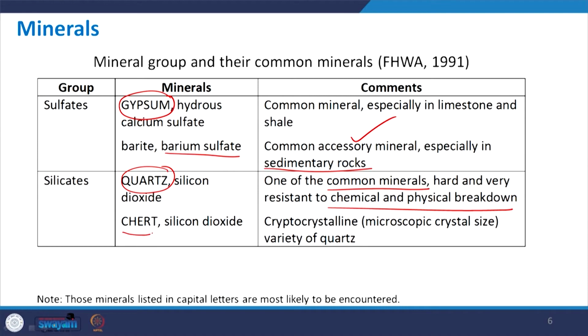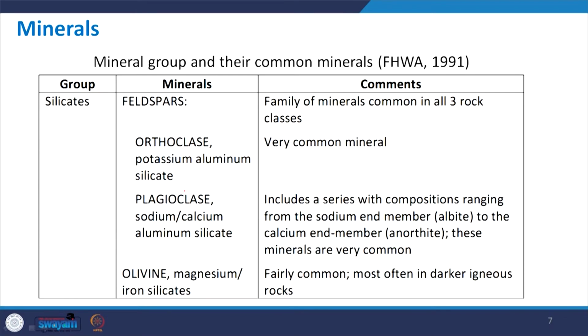Then the next one is chert, that is silicon dioxide, and it has a microscopic crystal size, and it is a variety of quartz. Okay, coming to the next type, again as I mentioned, silicon is the largest group amongst these minerals, so I will be running through a few slides. The next category is feldspar, which is the family of minerals which is common in almost all three rock classes.